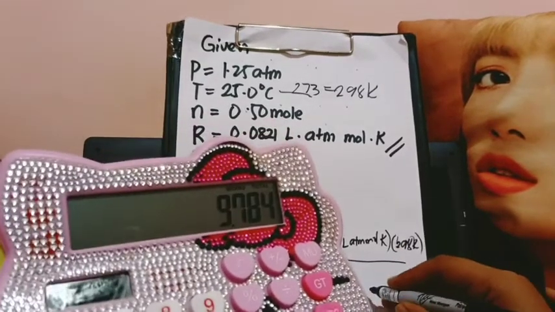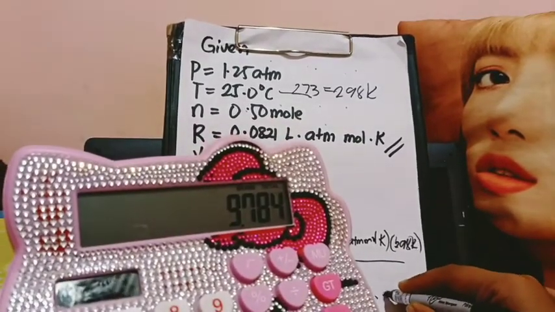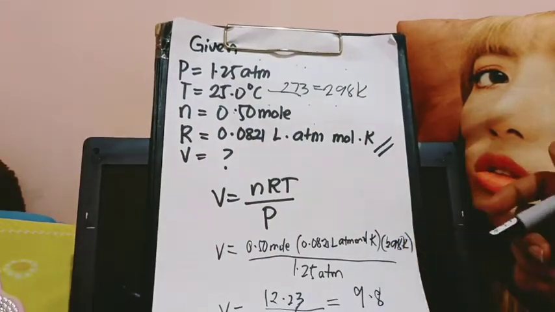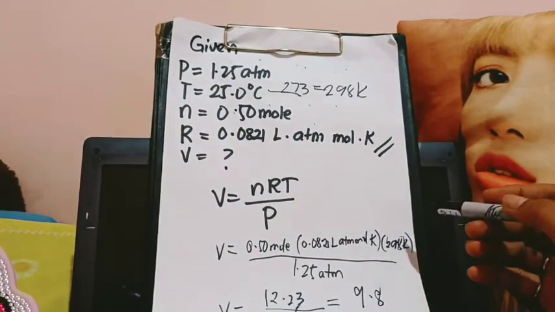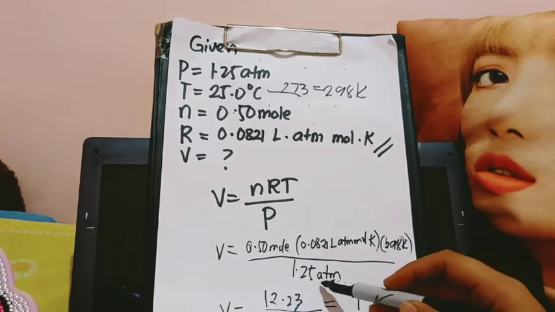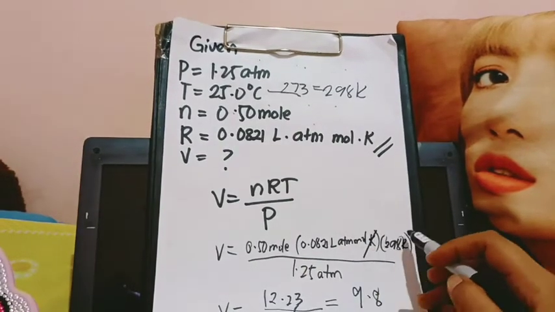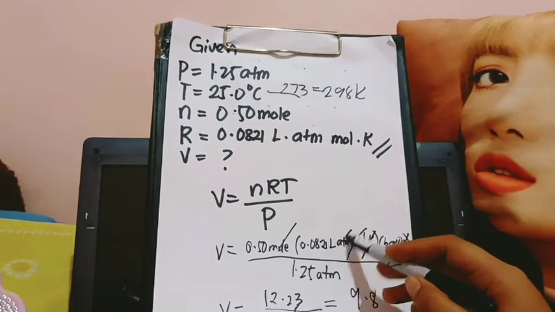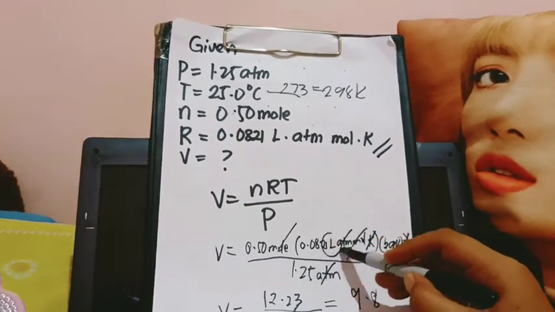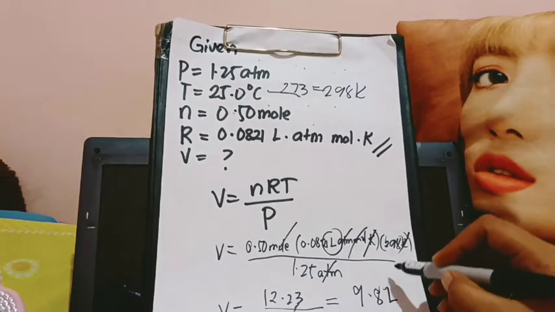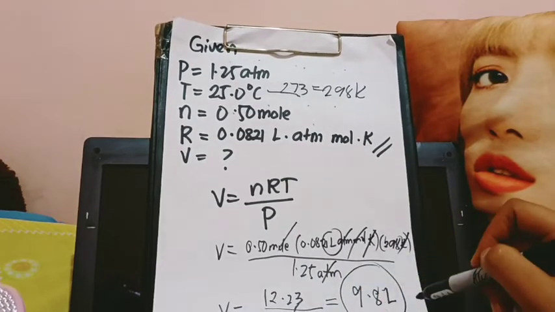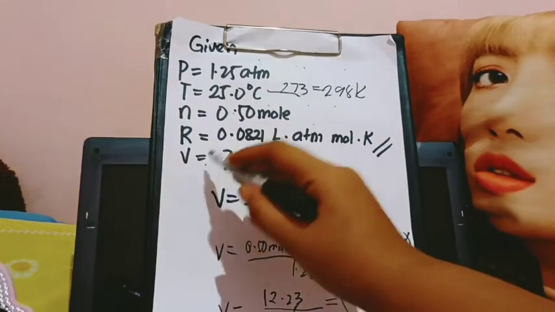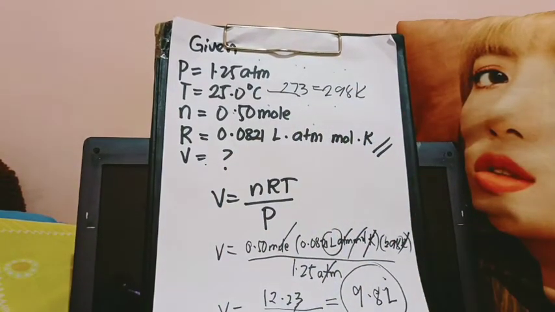9.8. So we round it off: 9.8. So what unit will we use? We cancel Kelvin, mole, mole, atm. So what remains is L, which is liter. So the answer is 9.8 liters. So our V is 9.8 liters.